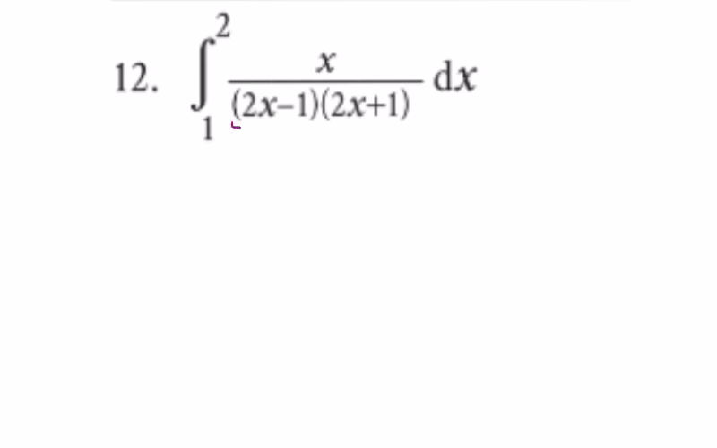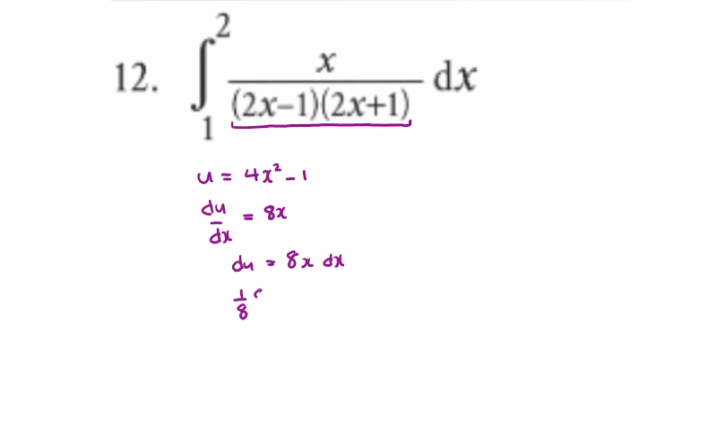Question 12. Well, if we multiply this bottom out, if u is equal to the bottom, the difference of 2 squares is just going to be 4x squared minus 1. So du/dx is equal to 8x. So du is equal to 8x dx. But we just want x dx, so we're going to have to take an 8 out. That's going to be equal to x dx.